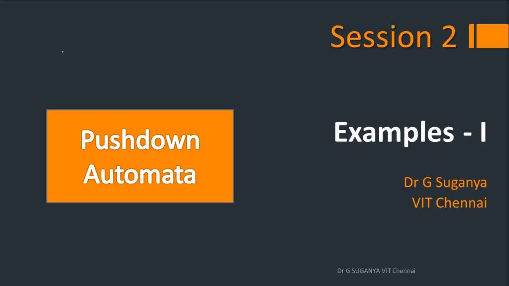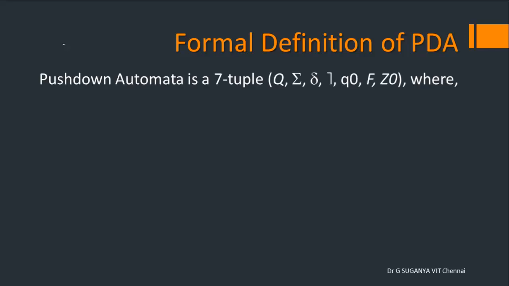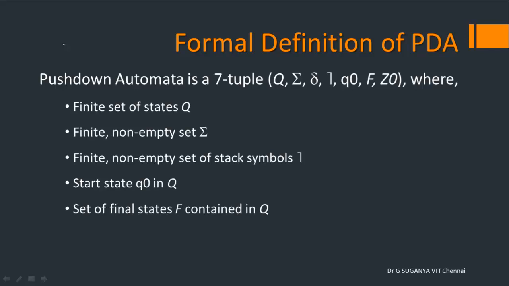In this session, let us design push-down automata for some of the languages. A recap on the formal definition of PDA. Push-down automata is a 7-tuple where a finite set of states Q is there, a finite non-empty input symbol set sigma is there, a finite non-empty set of stack symbols, that is the set of all symbols that you can use in your stack, represented by tau. A special state in Q will be designated as the start state, and there will be a set of final states which is again a subset of the set of states.